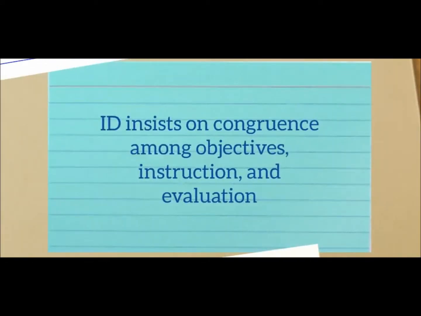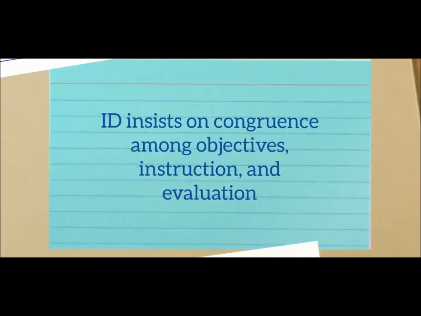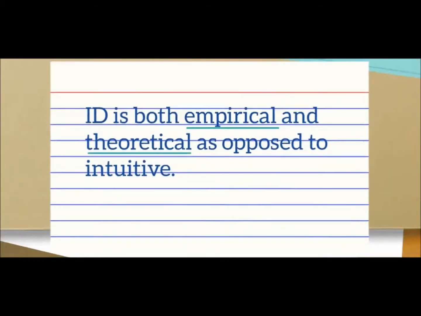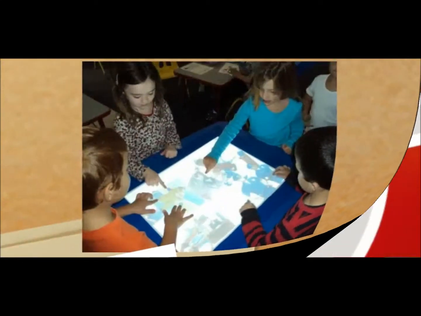Instructional design insists on congruence among objectives, instruction, and evaluation. Instructional design is both empirical, which means it's based on what is observed, and theoretical, which is concerned with an area of study rather than its practical application, as opposed to intuitive.